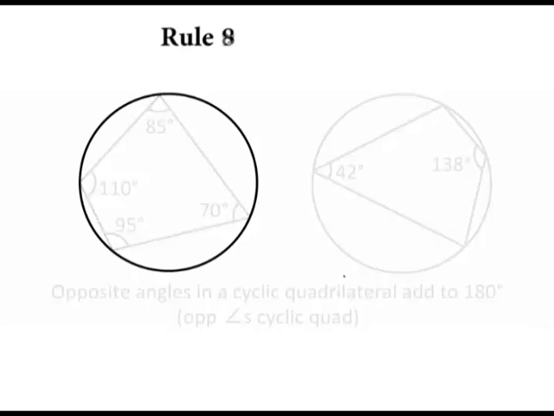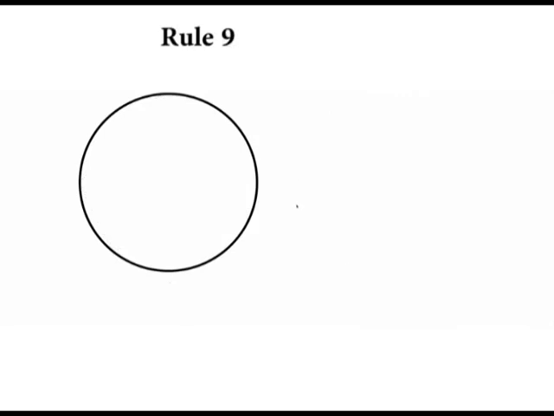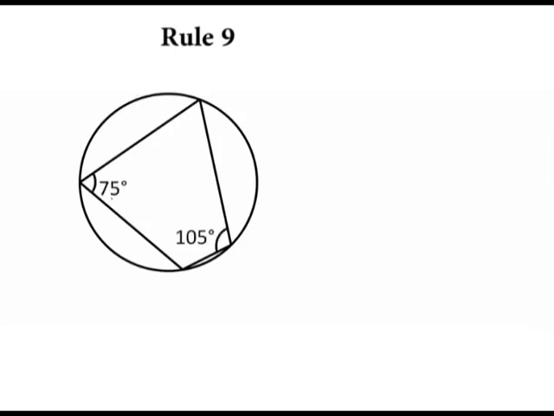Finally, the last rule, rule number 9. This is very similar to rule 8. It talks about cyclic quadrilaterals, and we just learned that opposite angles are supplementary. Now if we extend this one side, you notice that it makes a straight line, and we know that angles on a straight line add up to 180 degrees. So this angle here must be 75 degrees.